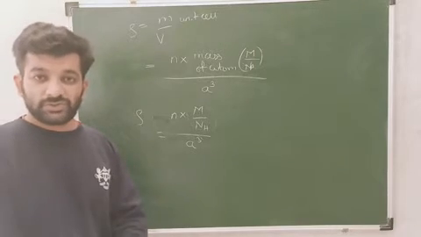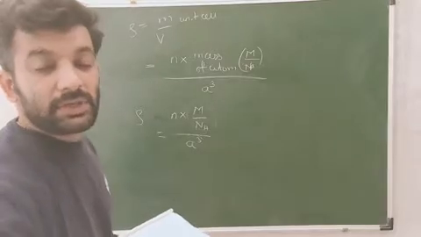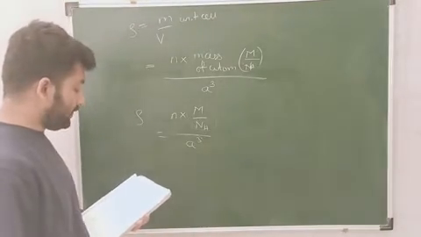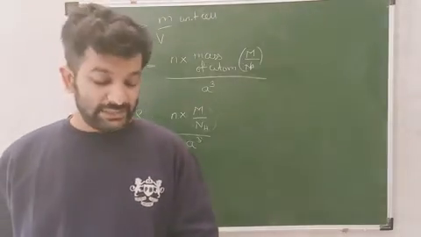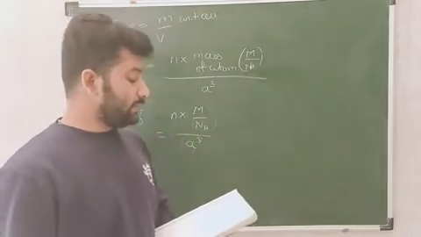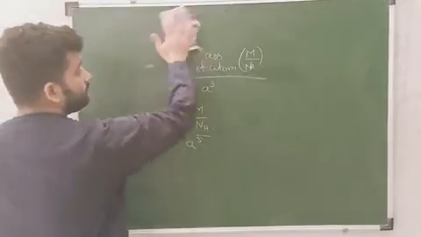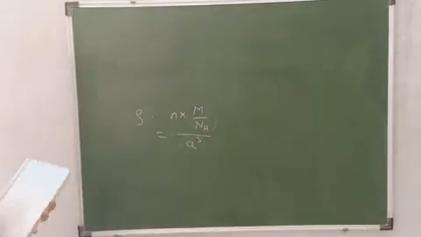Please try to solve the examples from the textbook on your own. If you have any doubt, you can comment and ask me, and we will try to solve those examples. So take the first example and we will solve it, not with the textbook method. Silver crystallizes in FCC structure. We are going to use this formula: density is equal to N into M upon Na upon a cube.